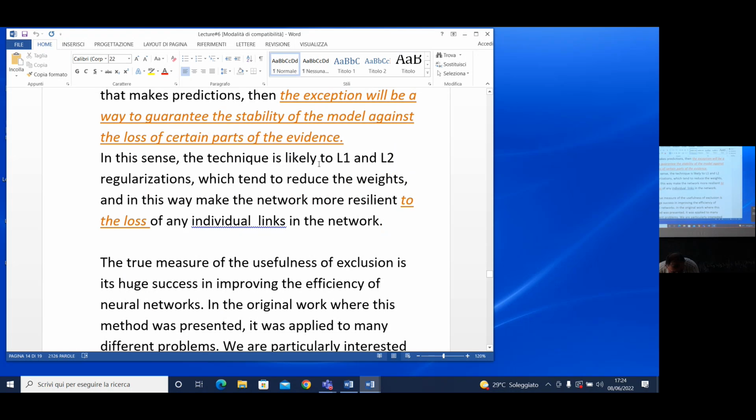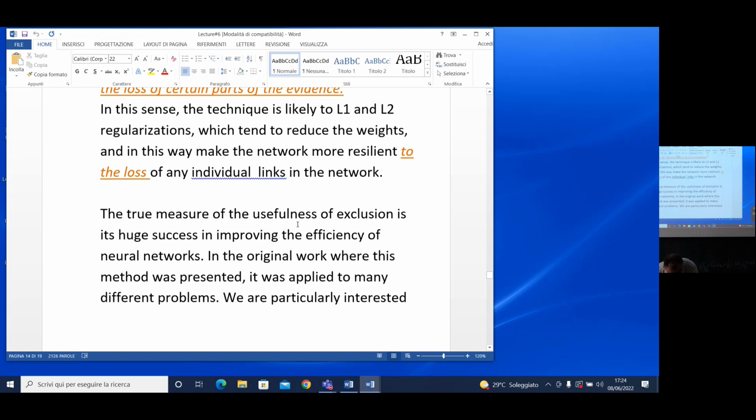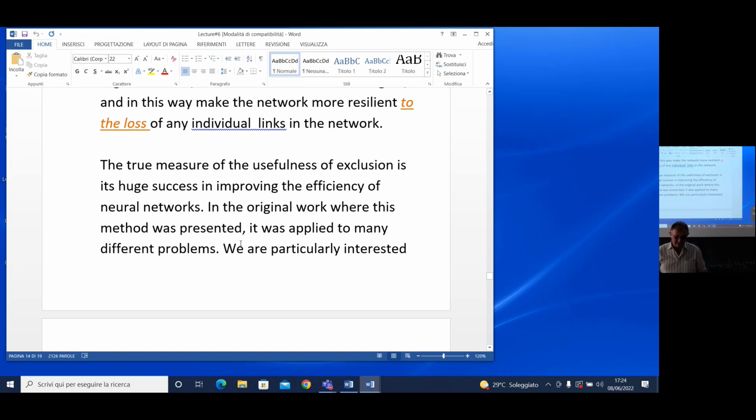So, in this sense, the technique is similar to L1 and L2 regularization, which tend to reduce the weights, and in this way make the network more resilient to the loss of any individual links in the network. You see, it is a very interesting thing that when we create training data, this data can contain some errors and noise, and our network can begin to learn not the substantial thing, but our noise and errors. So we should now introduce some methods to exclude the influence of noise.